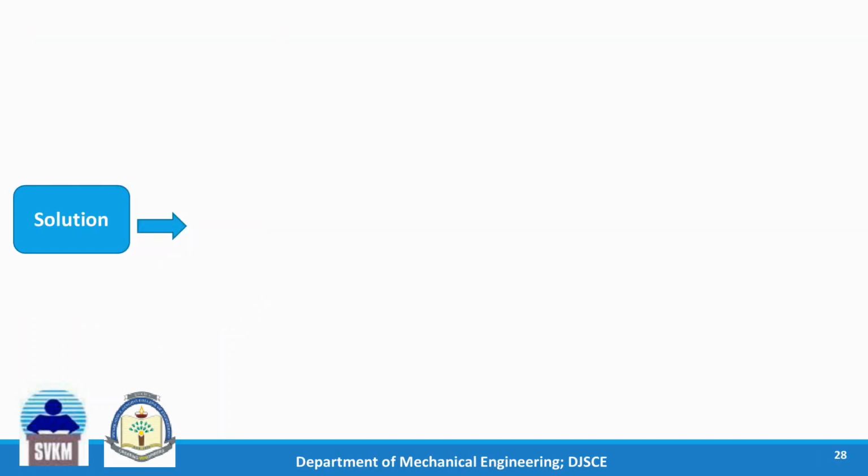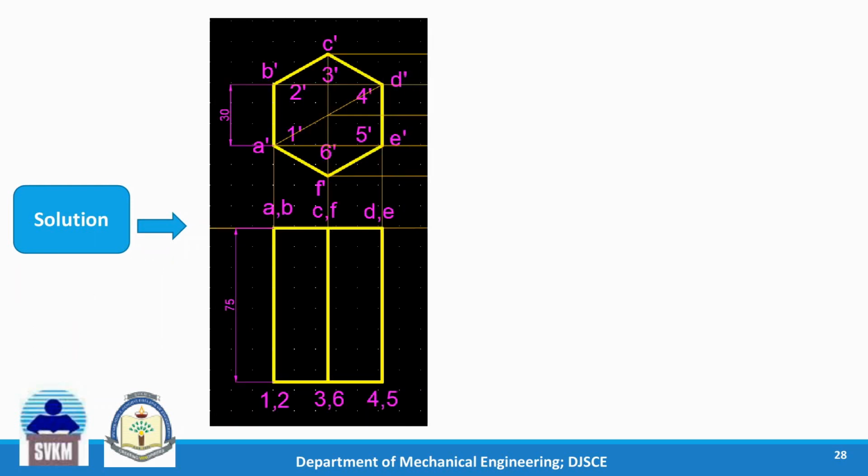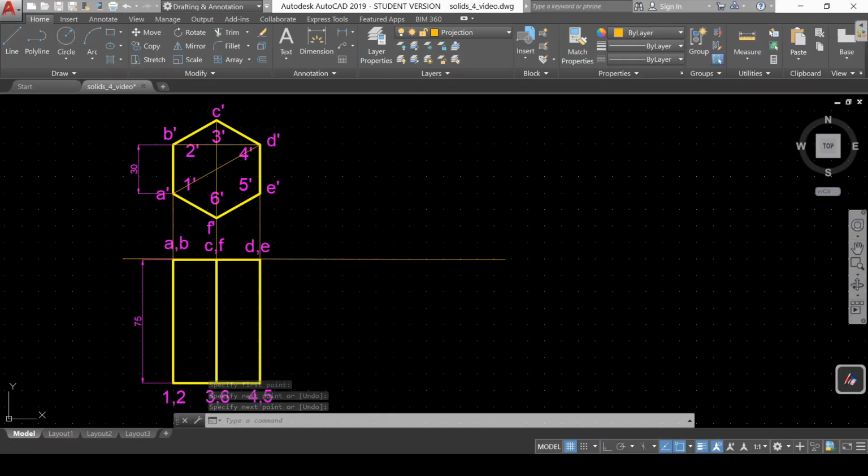Let's see the solution here. First step, front view, we are going to see the hexagon, alright, and top view, the two rectangles are visible. Let us get the solution on AutoCAD. You can see that first step solution is already done now. We will tilt this face at 30 degrees to VP in the second step.